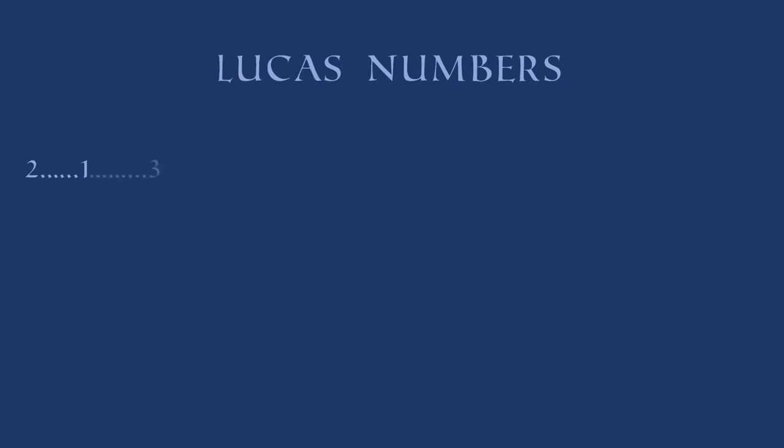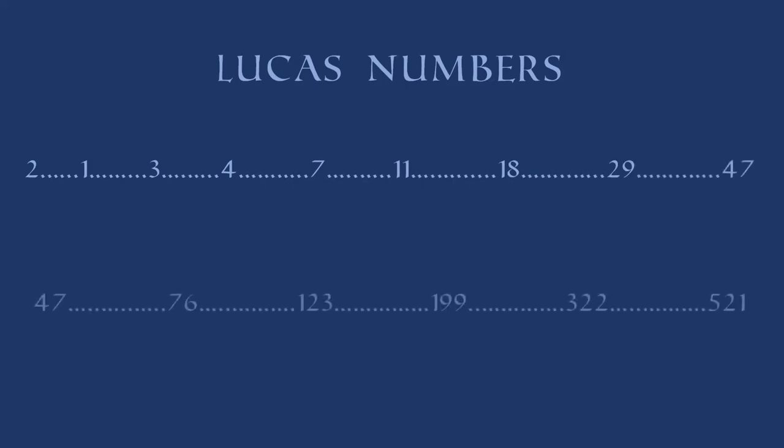So from 1, we then have 1 plus 2 is 3. 3 plus 1 is 4. 4 plus 3 is 7. 7 plus 4 is 11. 11 plus 7 is 18, and so on. So we just keep on going in the same way. But as you can see, the numbers that are coming up are different because we had a different starting point.